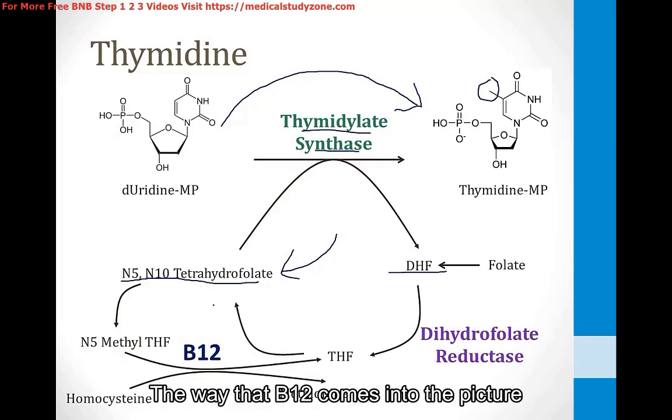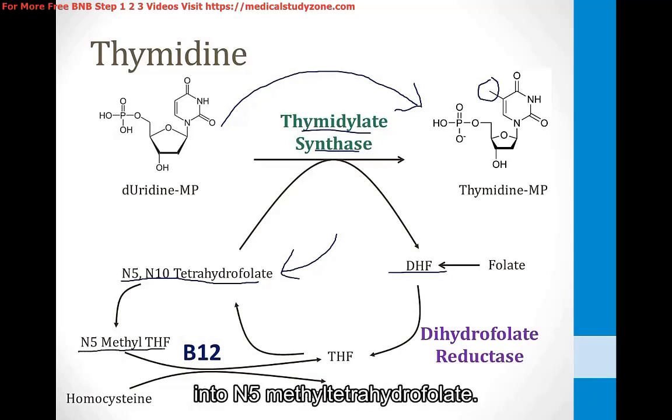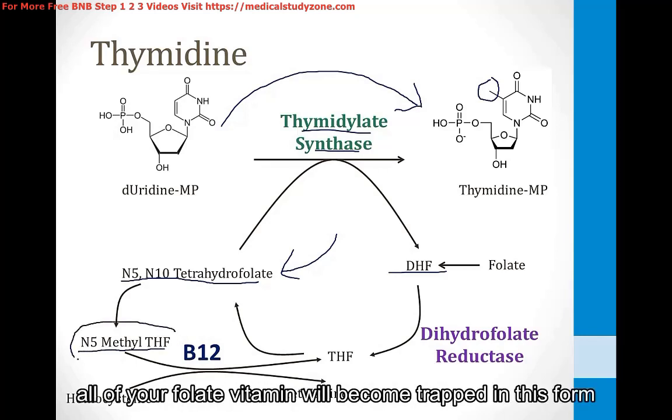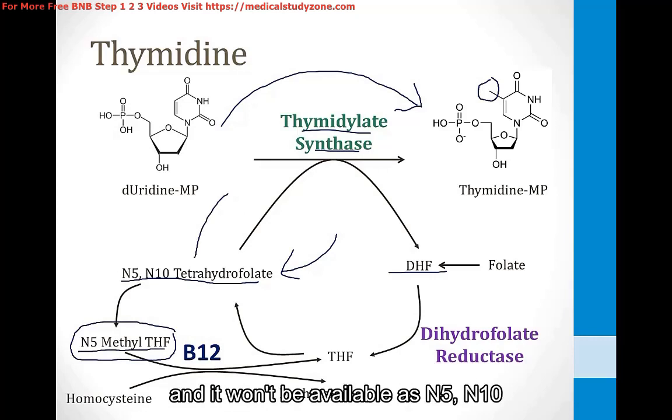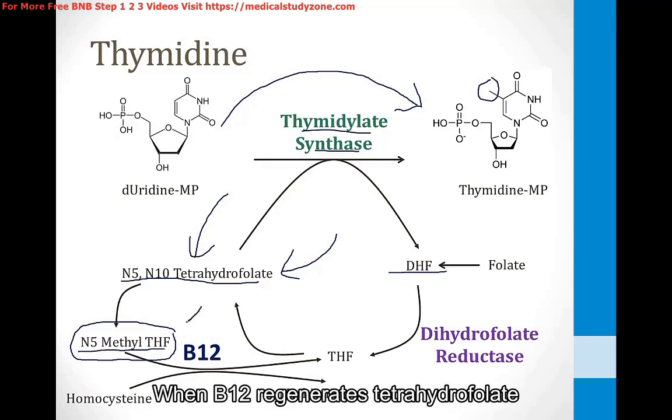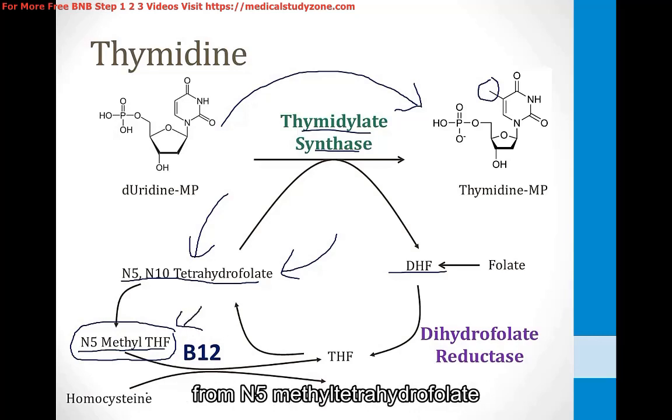The way that B12 comes into the picture is that N5,N10 can be converted into N5-methyl tetrahydrofolate, and if you don't have B12, all of your folate vitamin will become trapped in this form, and it won't be available as N5,N10 in order to synthesize thymidine. When B12 regenerates tetrahydrofolate from N5-methyl tetrahydrofolate, it converts homocysteine into methionine. Therefore, a deficiency of either vitamin results in high levels of homocysteine.